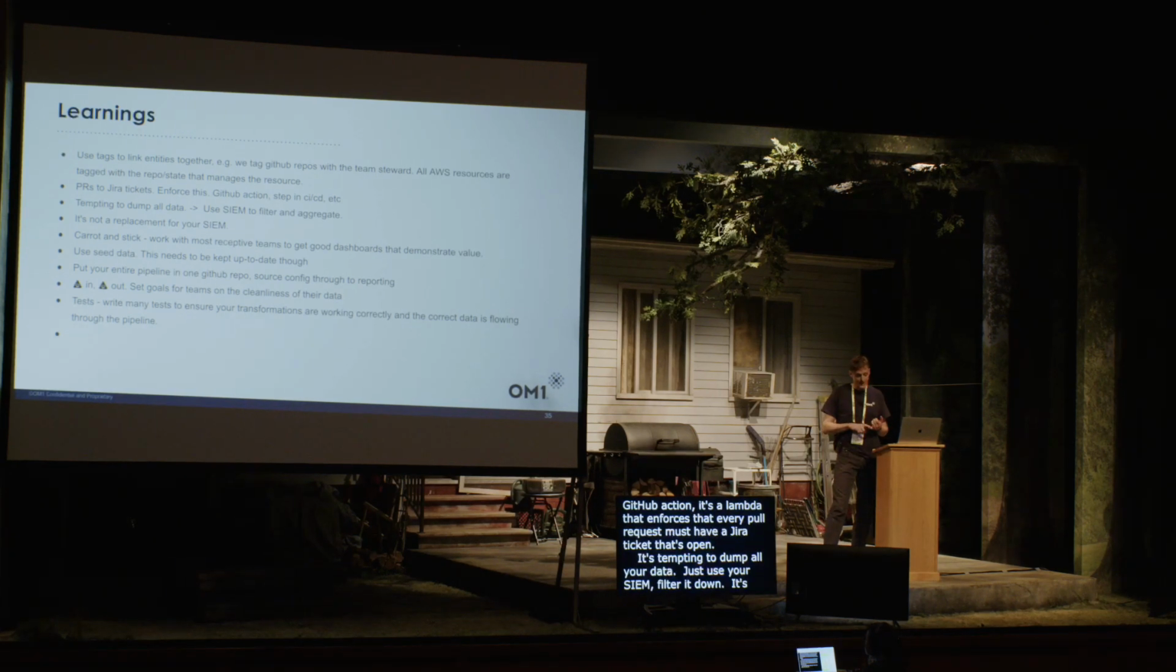Another good one here is carrot and stick. If you're rolling this out, work with certain teams who are going to be more responsive to this, get them working well, then try to get other teams to do it, and then you can start using the stick. A few things: put everything in the same repo, so you can make one pull request to change your pipeline end to end. Crap in, crap out, obviously, everybody knows that. And write lots of tests.